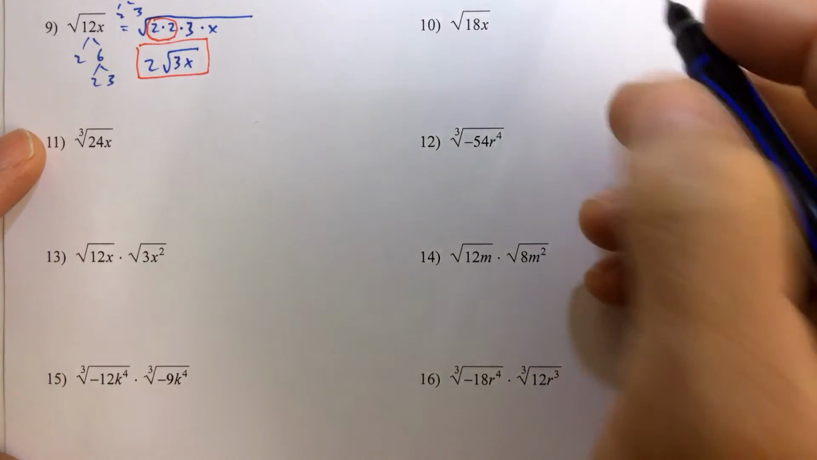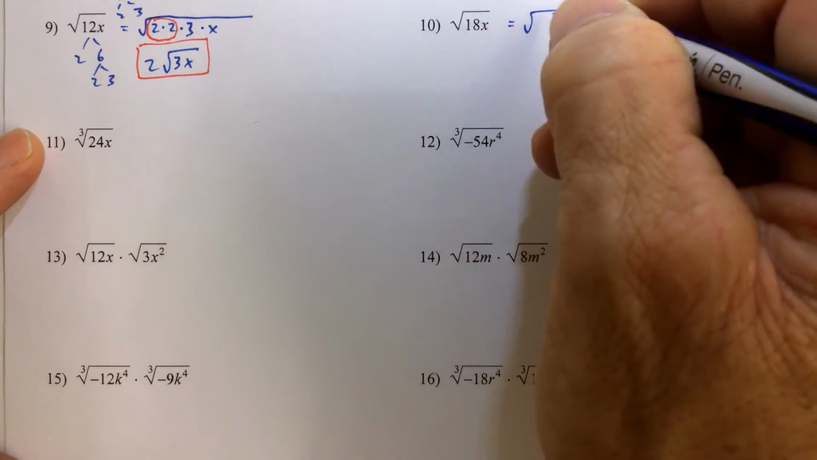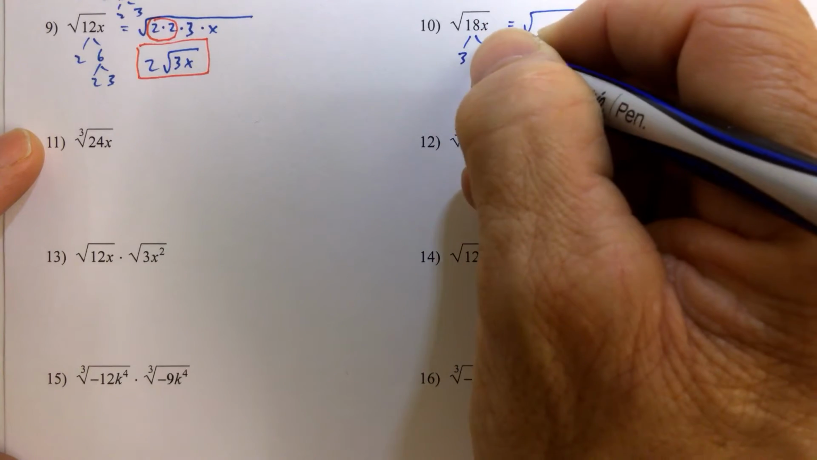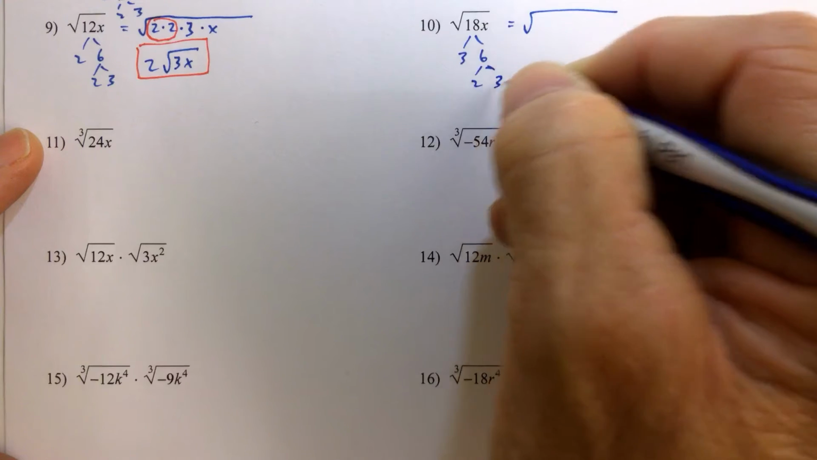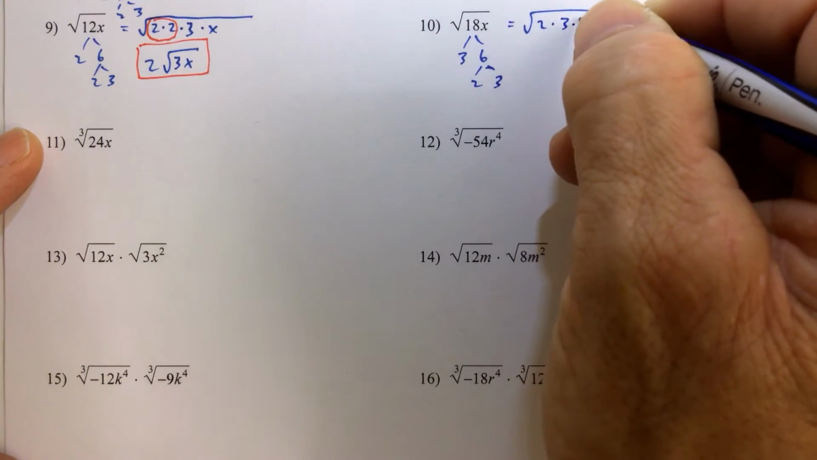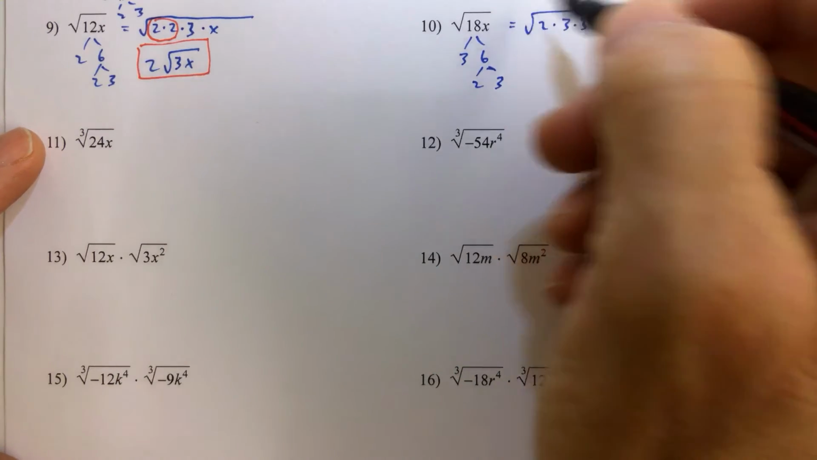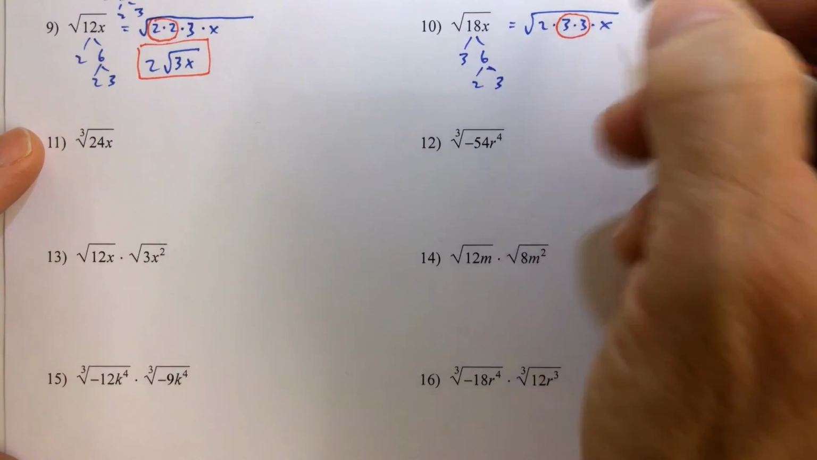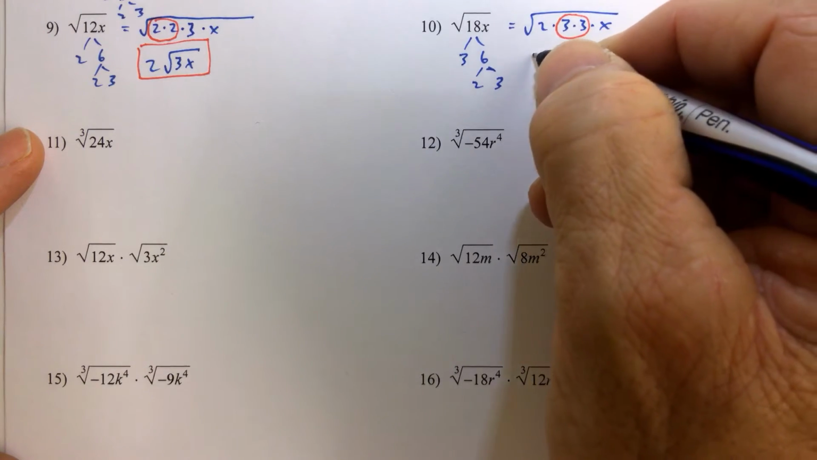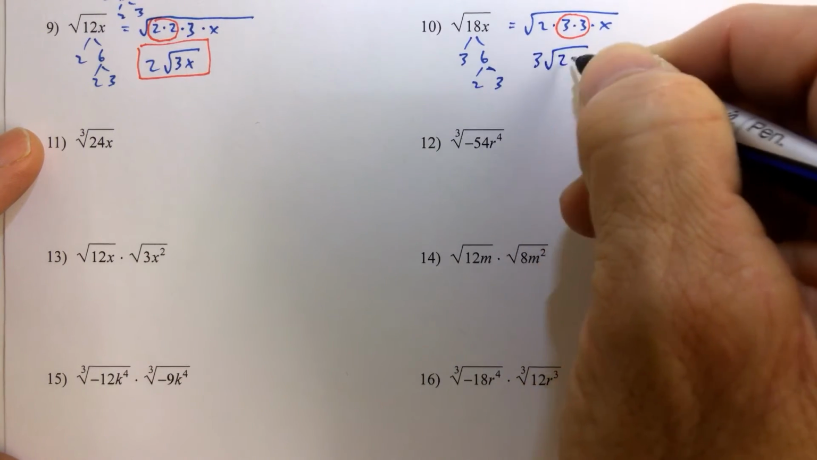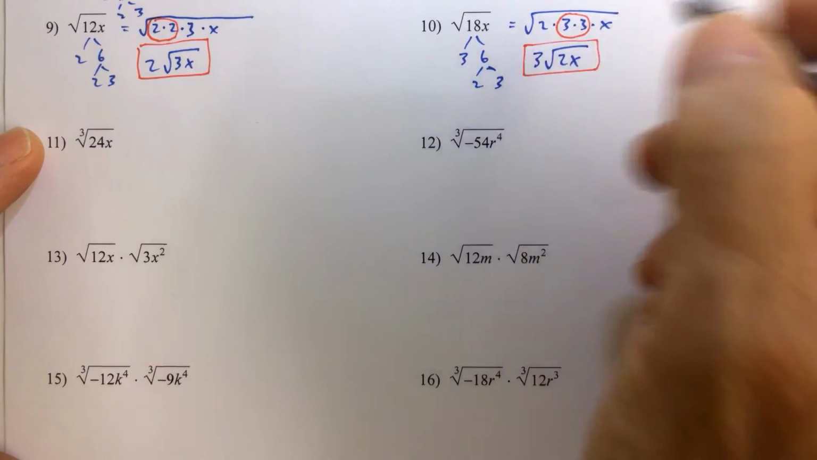Pause the video, try number 10 on your own. And here we go. We're going to rewrite 18 as 3 times 6. You can do it another way if you want. 2 times 3. So we have 2 times 3 times 3, and then we still have that x. So we're looking for the square root, and so we're looking for a pair of like factors, and we see we have a pair of 3's, so we get to pull a 3 out, and we're left with 2x under the radical, so congratulations if you got that.